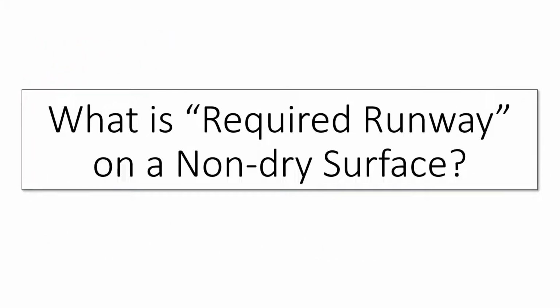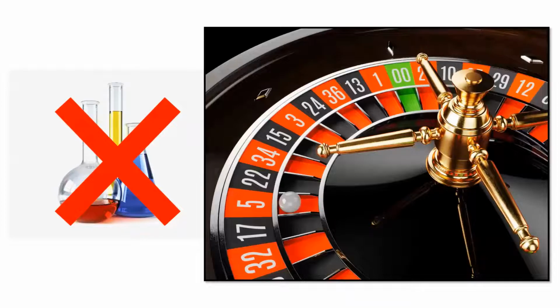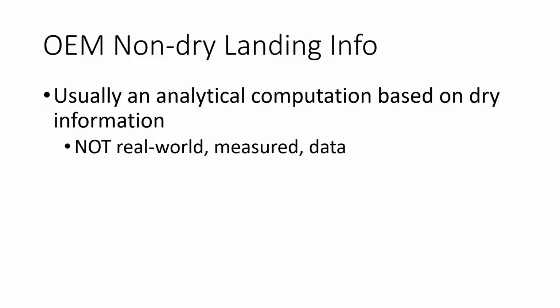So what is required runway on a non-dry surface? How do we know how much runway we should think of as the required runway? Well, unfortunately, this is not a scientific process. This starts to get into statistics and probability here. The OEM, when they certify the aircraft, is not required to certify non-dry landing performance information. So as a result, it is allowed to be, and usually is, a computation based off of dry information. It is not measured data.